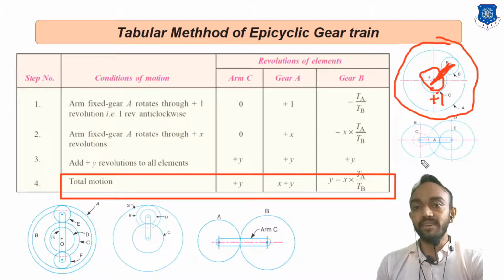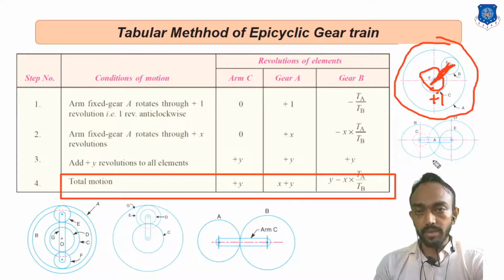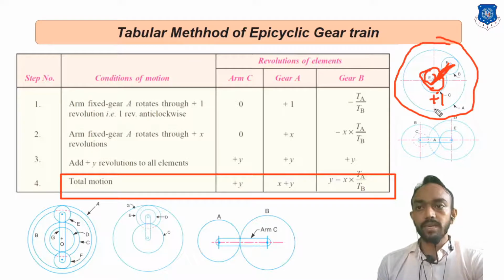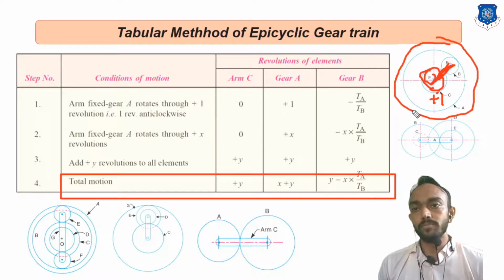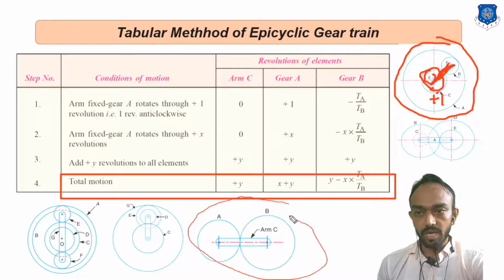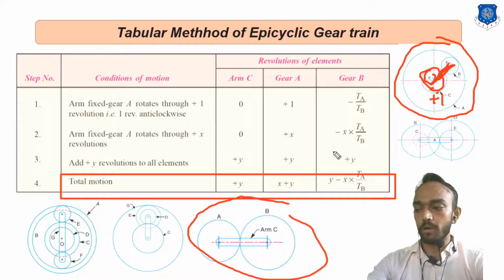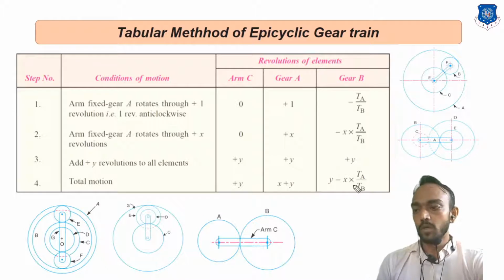But as in the given data, maybe the arm has some revolution and the gear has some other revolution, so don't read the given data first. Always make this table first, and after that we will start reading the given data. Always, as per this configuration, we make this table first, and after that we start reading the given data.